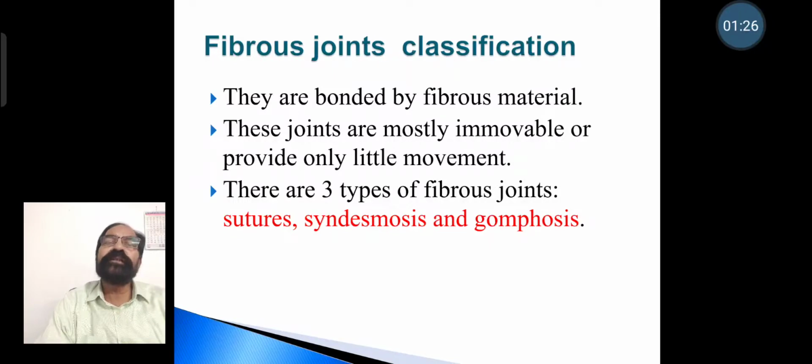Fibrous joints classification. Fibrous joints are bound by fibrous material. These joints are mostly immobile or provide only little movement. There are three types of fibrous joints. They are sutures, syndesmosis and gomphosis.